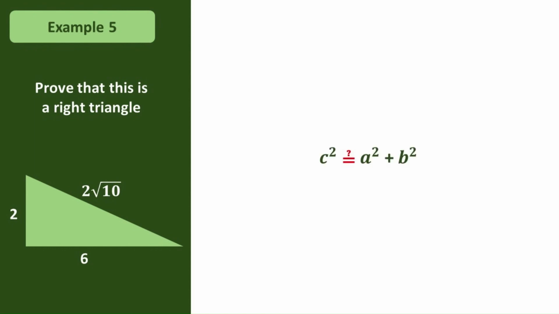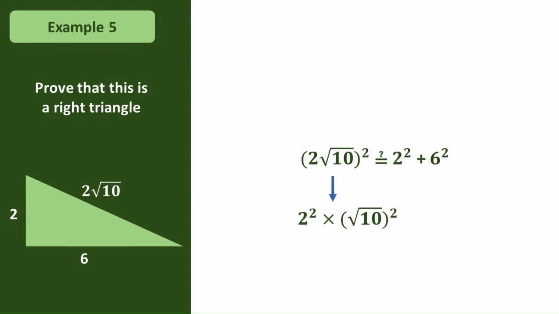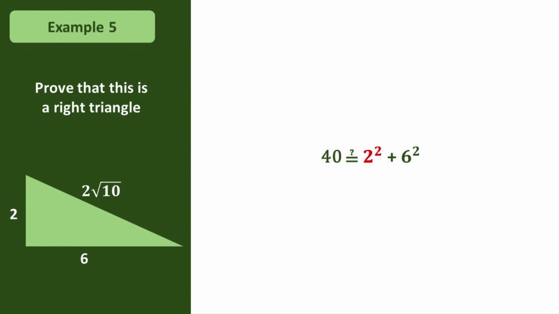So let's plug in the numbers. 2 root 10, 2, and 6. 2 root 10 squared, this can be written as 2 squared multiplied by root 10 squared. 2 squared is 4, root 10 squared is 10. 10 multiplied by 4 is 40. Now the other side. 2 squared is 4, 6 squared is 36. Now add them up. 4 plus 36 is 40. So because the two sides are equal here, we can say that this triangle is indeed a right triangle.